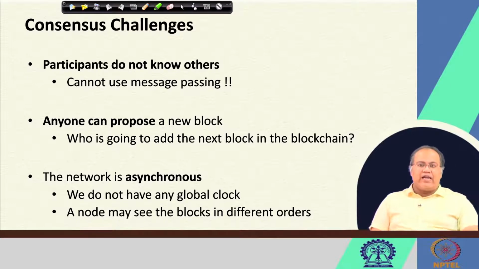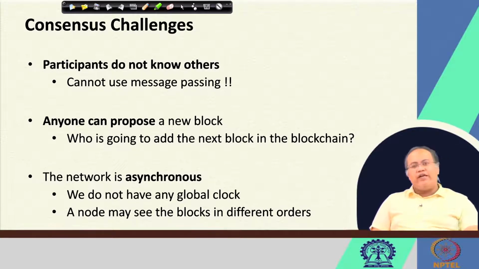Now, the second challenge that we have is that anyone can propose a new block. Again, it is an entirely open network, so any participant can propose a new block. Later on we are going to see the Bitcoin mining procedure, or the mining procedure that is generally followed in any kind of proof of work blockchain. There are a set of participants who try to mine, or generate, a new block. And out of those many blocks, any block can be added to the blockchain. So, the question comes: how will you find out who should add the next block in the blockchain?